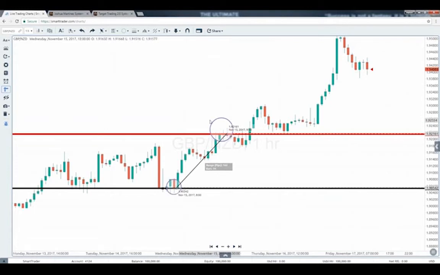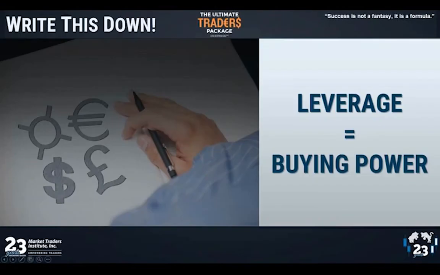All right, so we were in the trade for 14 hours, 161 pips. So again, we would have bought down here, sold up here, made 161 pips, and been in the trade for 14 hours. Now, what does that mean? Well, this is where we start to talk about how pips turn into profits. So pay close attention to this, especially if you're new.